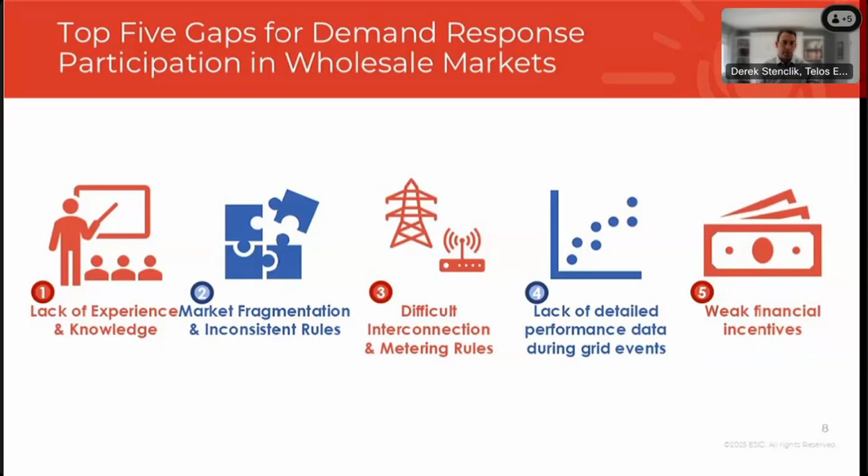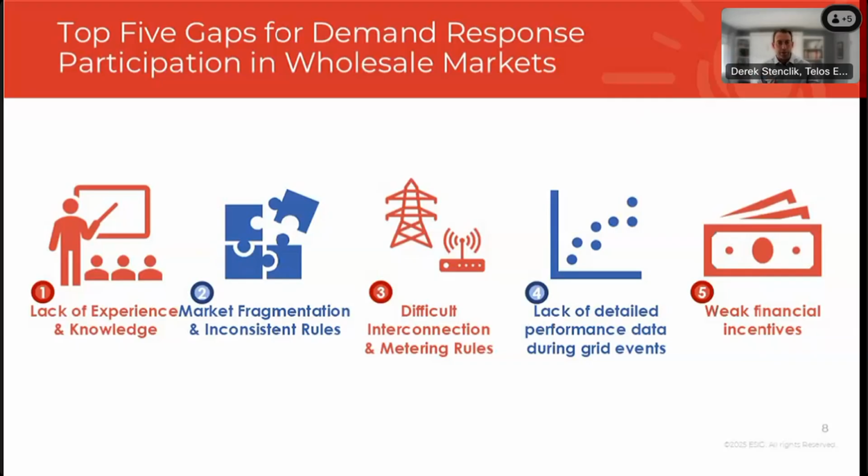Some of that goes into point number 3 around difficult interconnection and metering rules, especially as new technologies come online and we have behind the meter storage or EVs, which have their own inverters or communication devices, but sometimes requirements around interconnection and metering layer an additional layer of complexity on top of that.